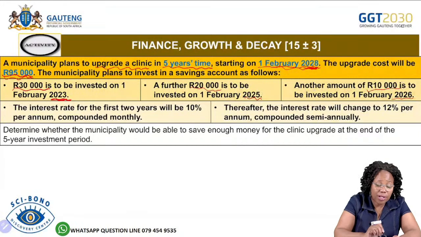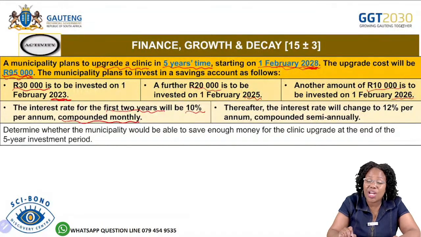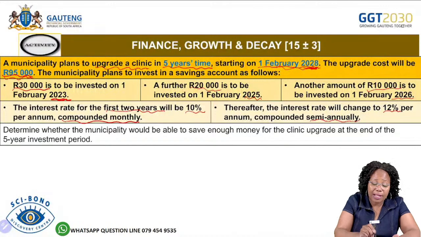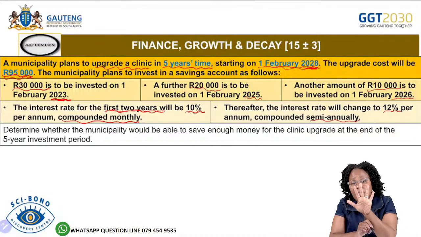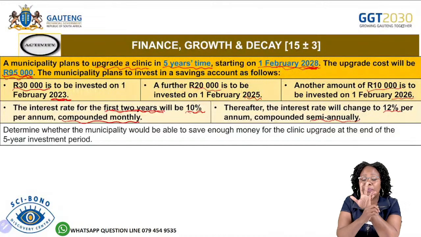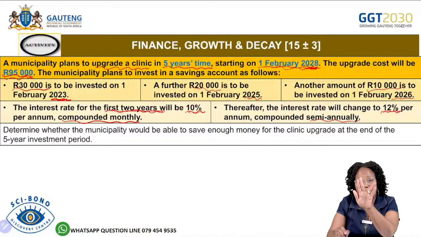And then now when you look at the interest rate, for the first 2 years it will be 10% per annum, and then it is compounded monthly. Thereafter the interest rate will change to 12% per annum compounded semi-annually. That means this 10% rate will only be for the first 2 years. Remember, our investment is for 5 years. So for the first 2 years it will be at 10%. So for the remaining 3 years, it will now change to 12%.